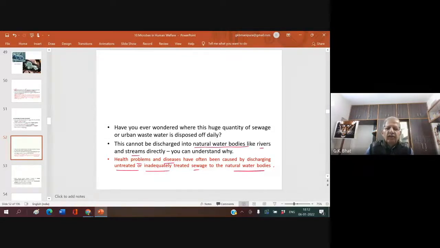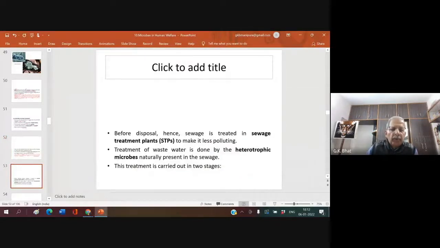health problems and diseases. Before disposal, hence, sewage is treated in sewage treatment plants, what are called STPs. What is this sewage treatment plant? How is this sewage treatment plant? We have to look into that. So before the disposal, in every city, sewage is treated in sewage treatment plants, STPs, to make it less polluting.